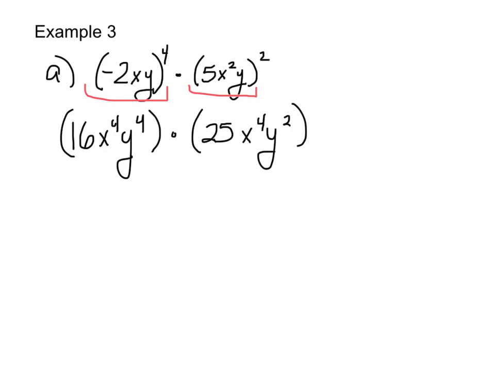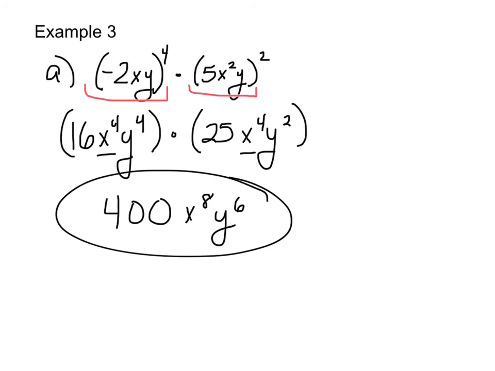So you're going to multiply your bases together and add the powers. So we're going to start with 16 times 25. 16 times 25 gives you 400. X to the fourth times x to the fourth gives you x to the eighth, since we add them. And y to the fourth times y to the second gives me y to the sixth. So my answer would be 400 x to the eighth, y to the sixth.